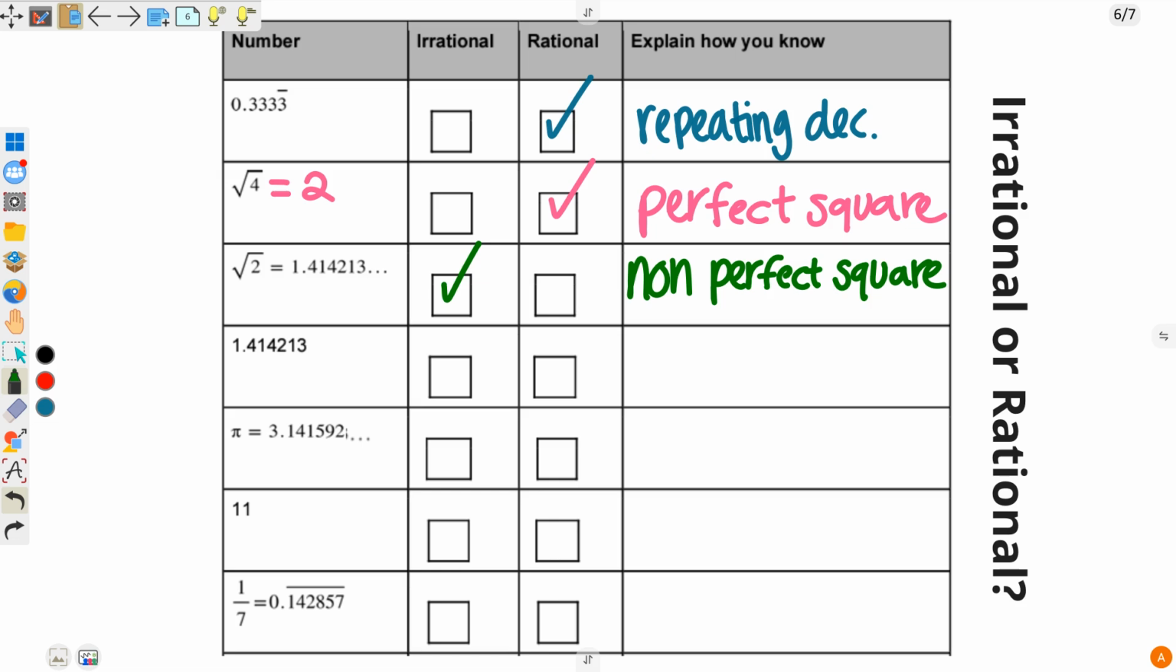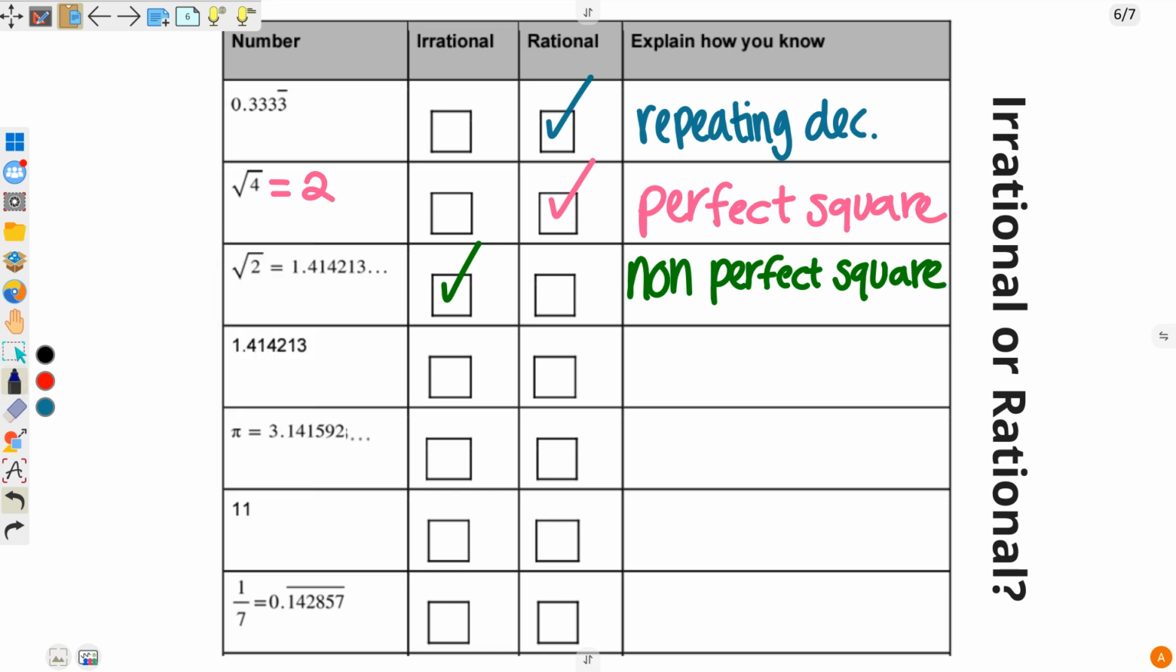Square root of 2 gives me a number that is non-terminating. It doesn't end. That dot, dot, dot tells me it keeps going. But it also doesn't have a pattern. It's not repeating. It's not 1.4141414141. It's some random numbers. I don't know what comes after that 3. I could guess, but I don't know. So that's what makes it irrational.